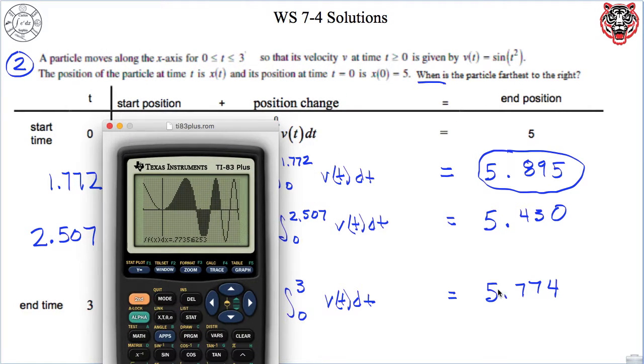So the answer is, I can write it down here in red maybe, at time equals 1.772, and I'm guessing seconds. Does it say what our units are? We don't know what our units are, so it's just that number without units.